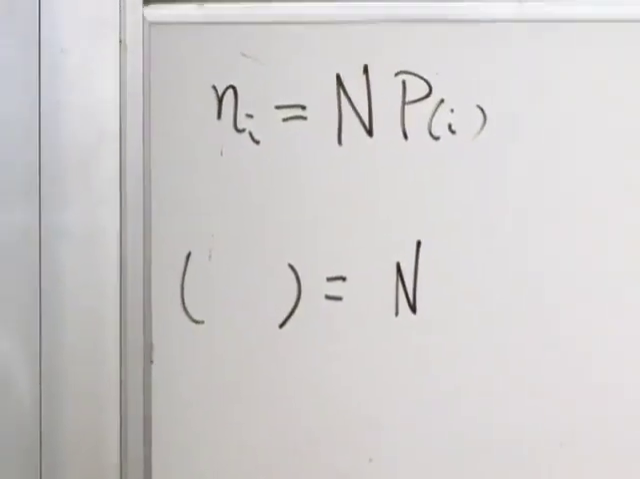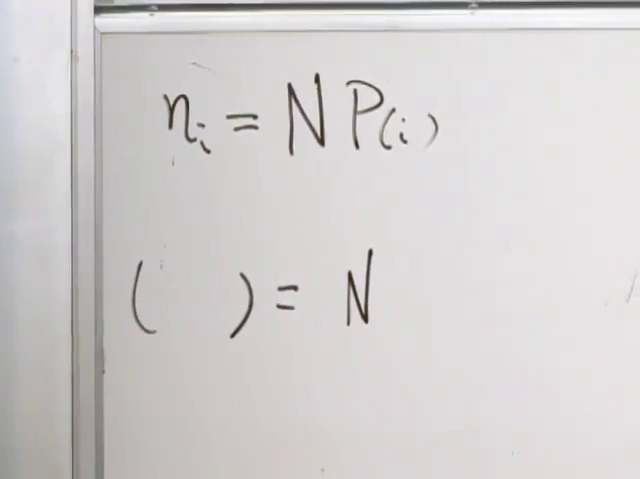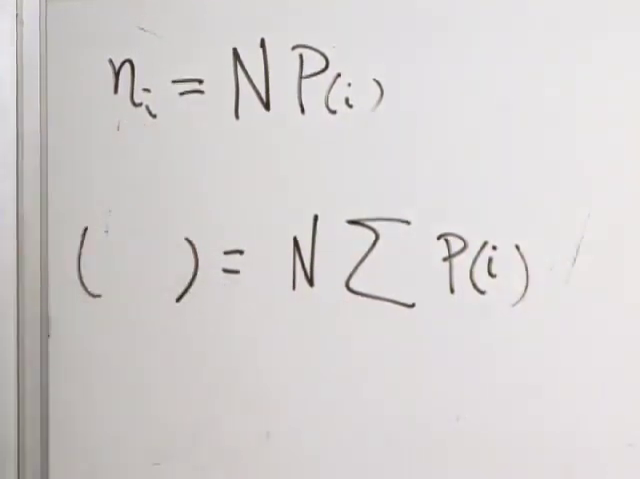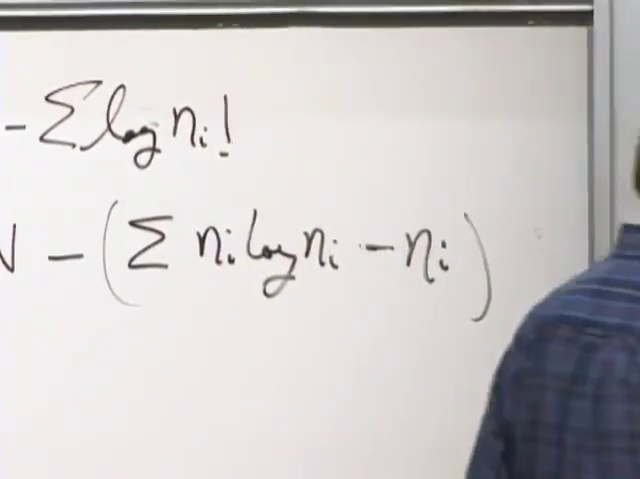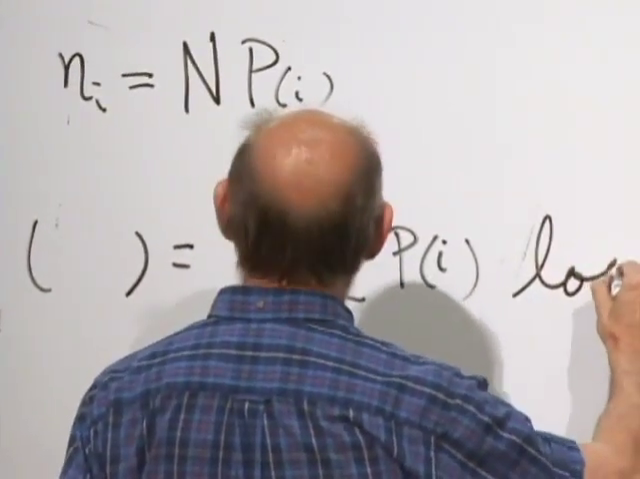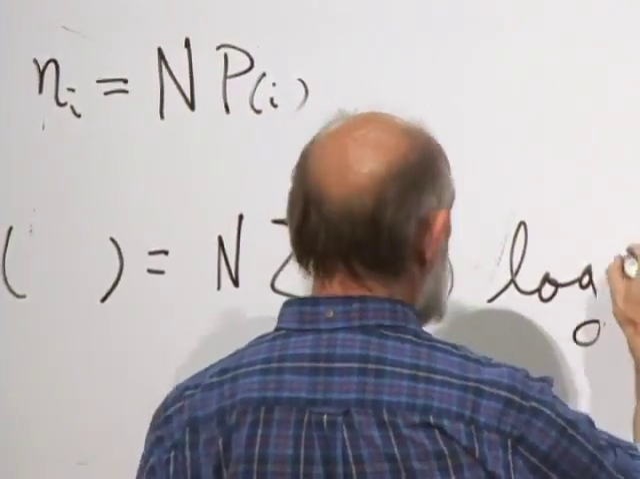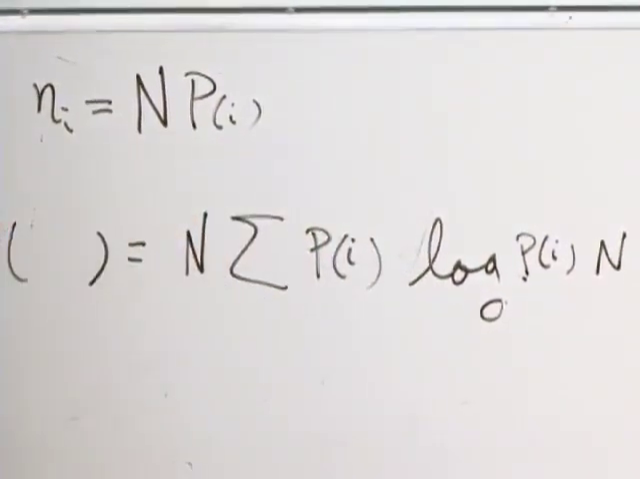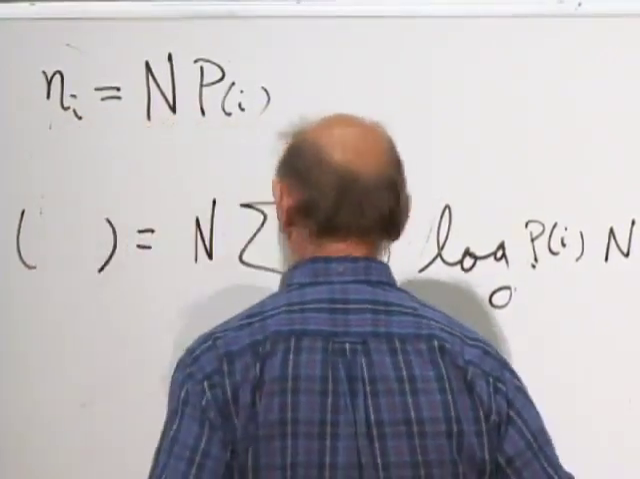Each n sub I will be proportional to capital N, so there will be an overall factor of N, and then there will be a sum, and the first factor will be p of I. All right, that's the n sub I here. Then we have logarithm of n sub I. So that's logarithm of p of I times N. That's this term over here. And then we get to subtract off minus n sub I.